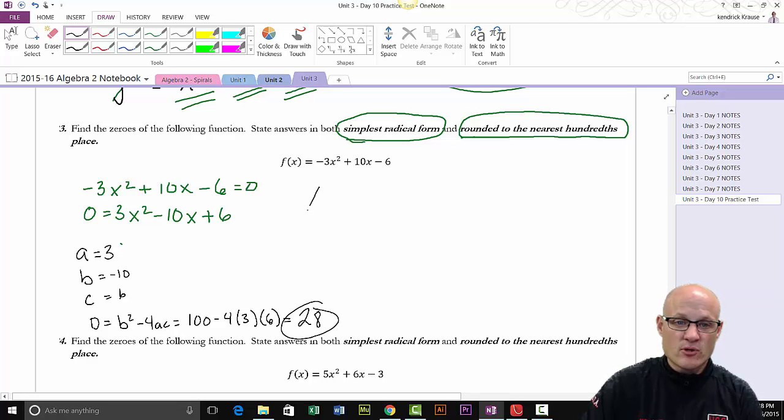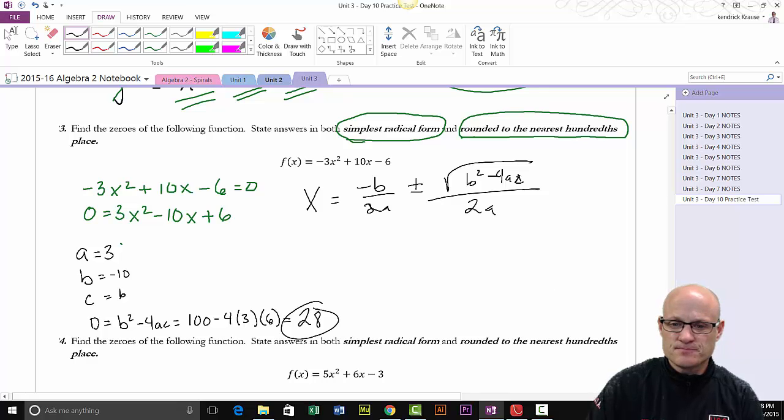Okay. So I'm ready to go. The formula is x equals negative b over 2a plus or minus the square root of the discriminant, which is b squared minus 4ac, all over 2a.